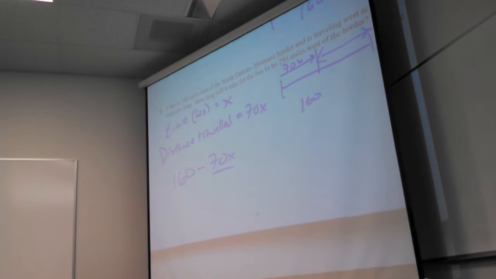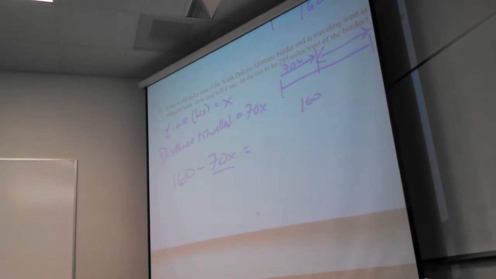So in general, that makes sense. If I've got a certain distance to go, how far do I have to go if I've gone a little bit? 160 minus how far I've gone so far. And what do we want that to be now? Where's my equation going to come from? I want that distance to be how much? How close do I want to be?